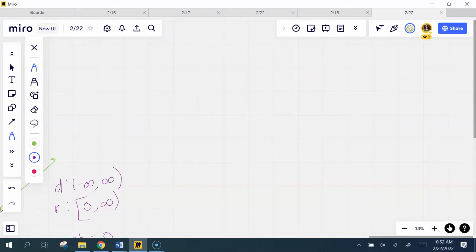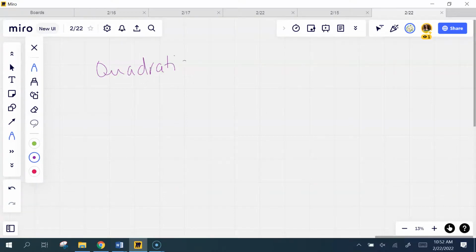Quadratic, what do you think the quadratic parent function looks like? F of x equals what? You had to think of the most basic quadratic you could. That's exactly what I would do. Just x squared. The most basic of any quadratic, just x squared. So what does that look like when you graph it?